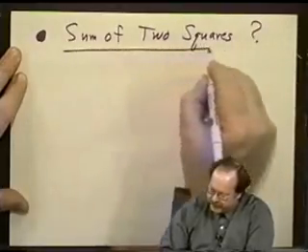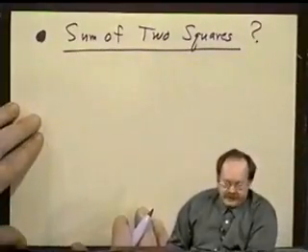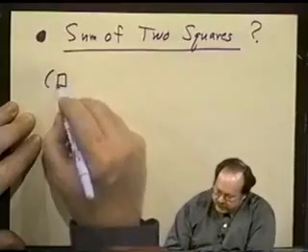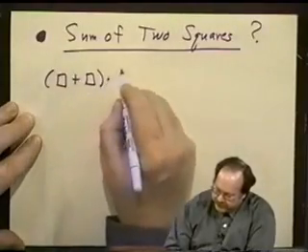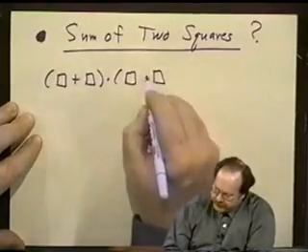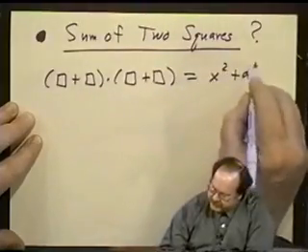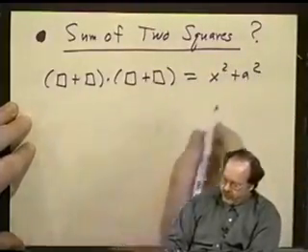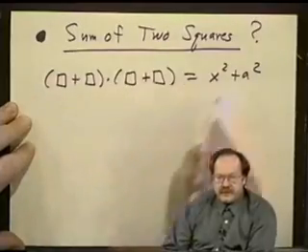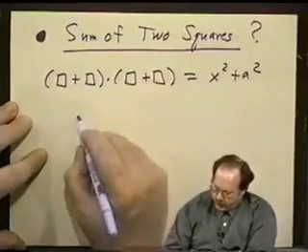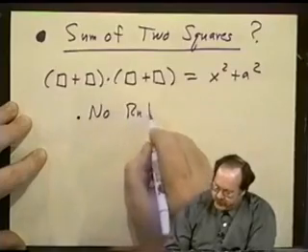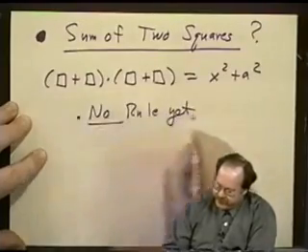Question mark. Well, you probably guessed something's going on here. I put a question mark. Well, what would that look like? Well, that would be some sort of binomial times some sort of binomial equals x squared plus a squared. Well, is there a pair of binomials for which this is true? Well, unfortunately, there's no rule yet for us.